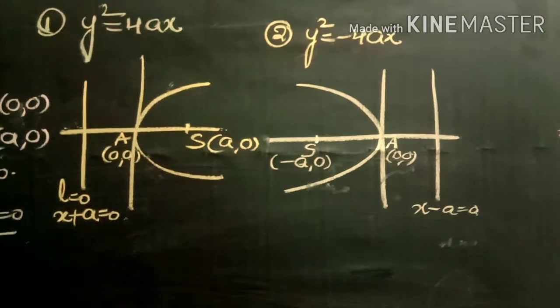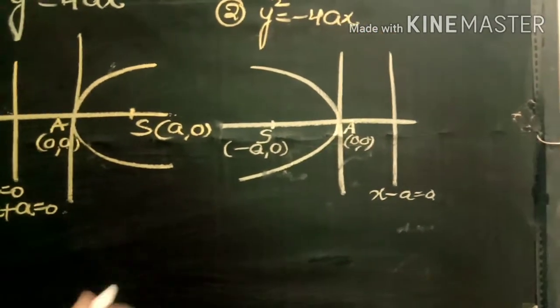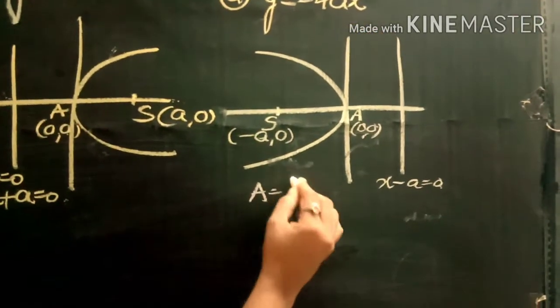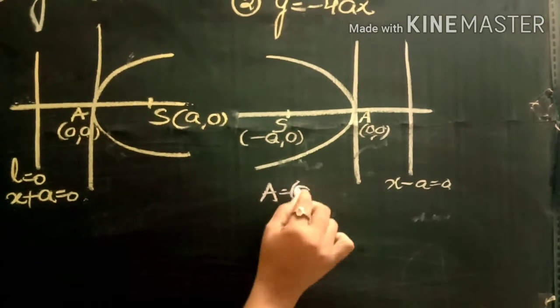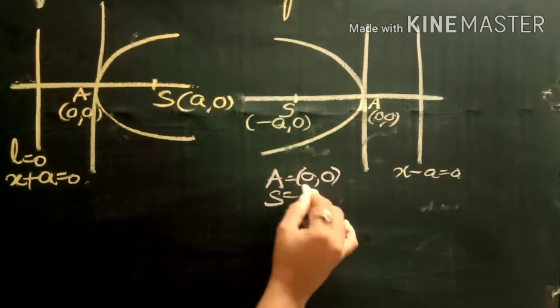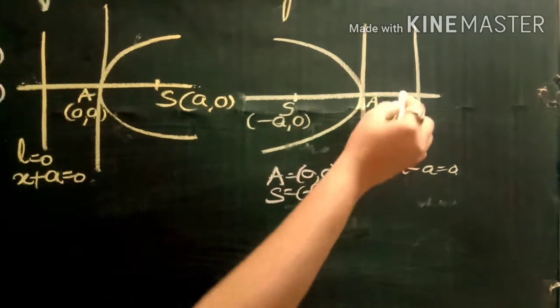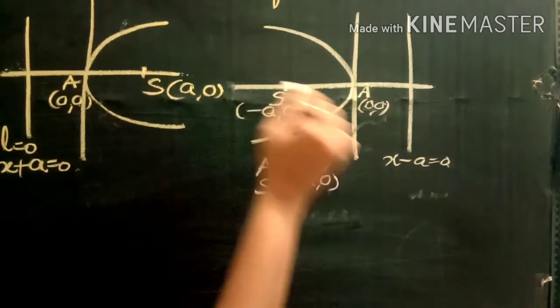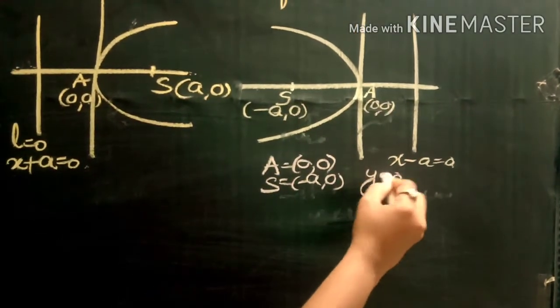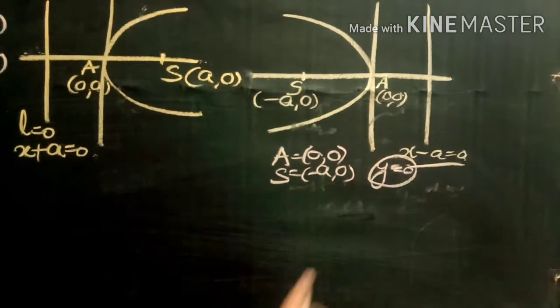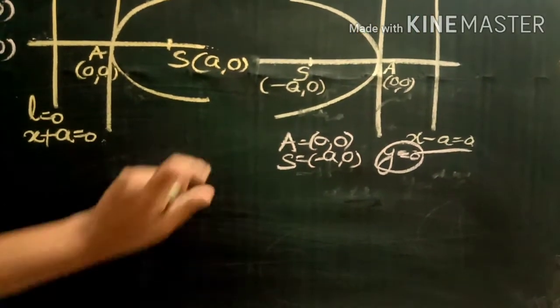Now in this case the formulas are: the vertex A is 0 comma 0, the focus S is minus a comma 0, the axis of the parabola is the x-axis, that is y is equal to 0, and the equation of the directrix is x minus a is equal to 0. This is the second form.